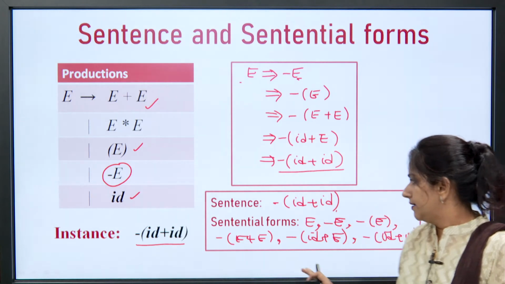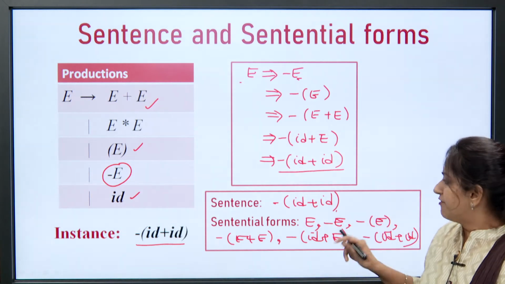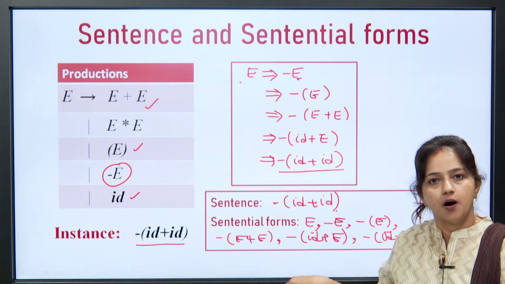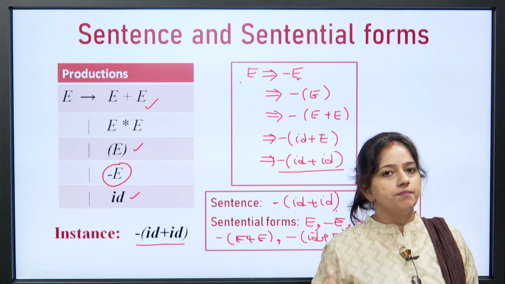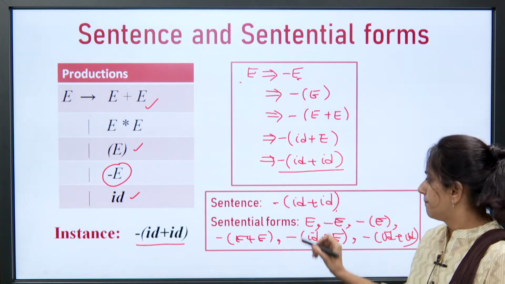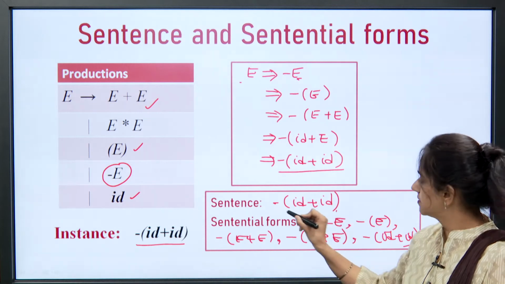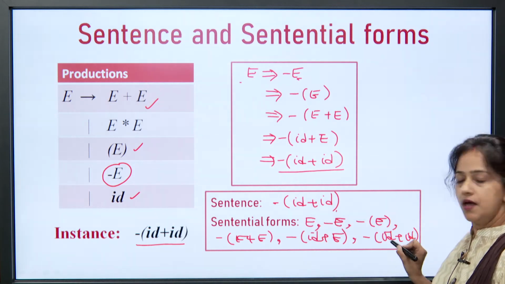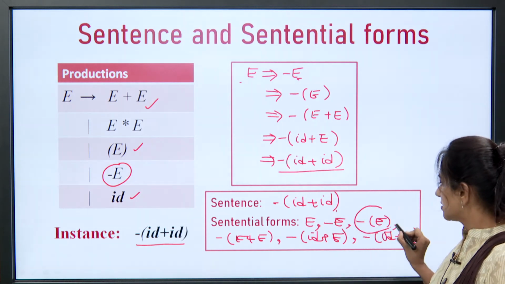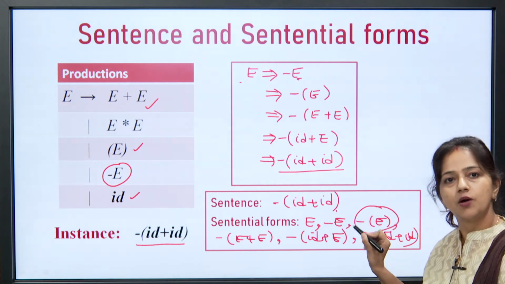Now, the important point is that every sentence is a sentential form, but every sentential form is not a sentence. For example, this is one sentence, this is also a sentential form, but if we look at this one, this is only a sentential form, it is not a sentence.